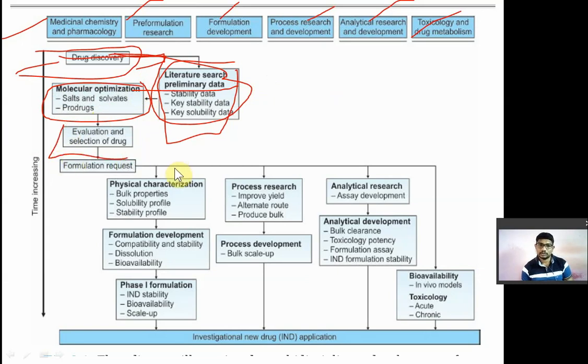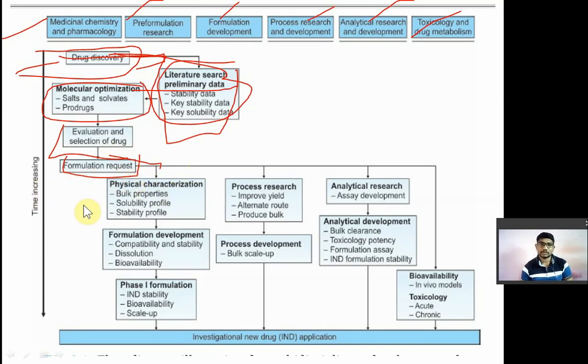Then the formulation development department takes this molecule and studies its different characteristics. You have got a new drug with all the parameters: the bioavailability, the solubility data, the molecular weight, and other preliminary data. If that preliminary data is available, it is handed over to the formulation department.